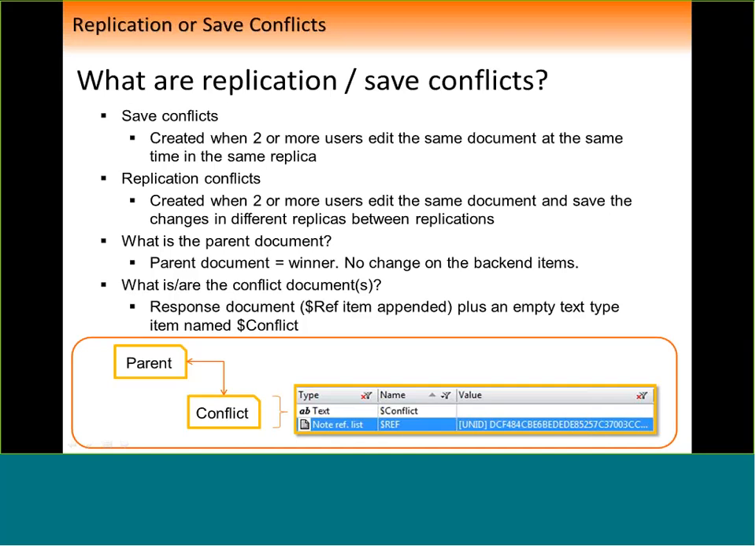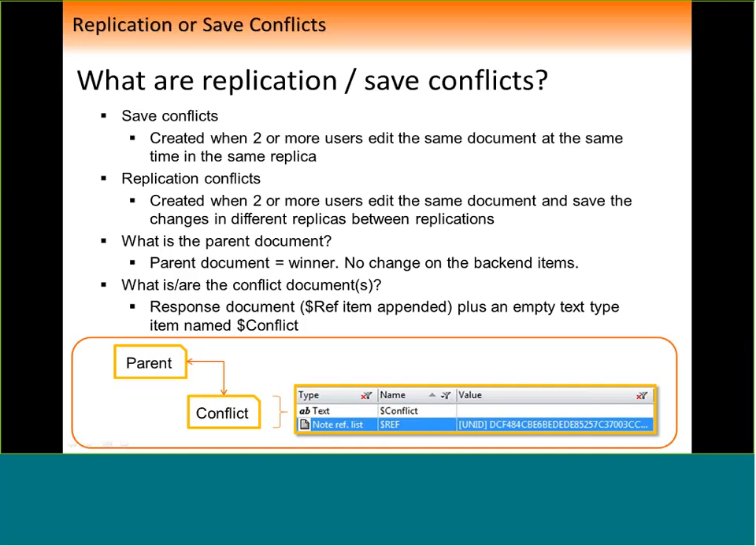A replication conflict is when 2 or more people are editing the same document in different replicas, between replications. And what ends up happening here is you end up with a conflict document. And you have a conflict. The conflict is actually the loser. So whichever one is the winner is our parent document. From a view perspective, it looks like the normal one. And then we have our response document or documents.